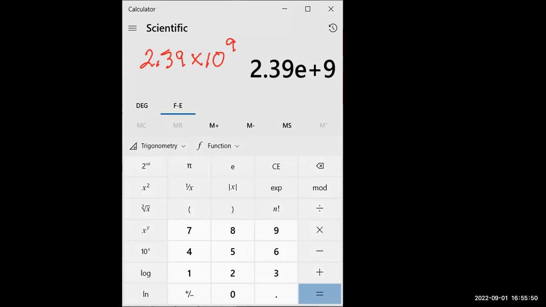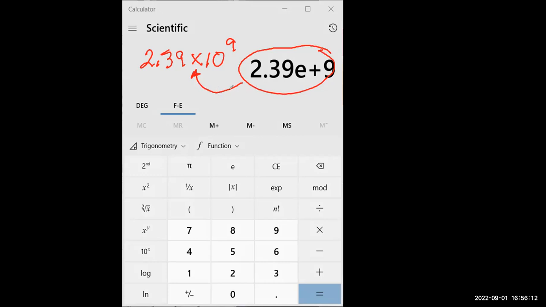The thing about that is this: this is not the correct format. That is the format for the calculator. If that was your answer, you would need to take that and convert it to 2.39 times 10 to the 9th power, the correct format.